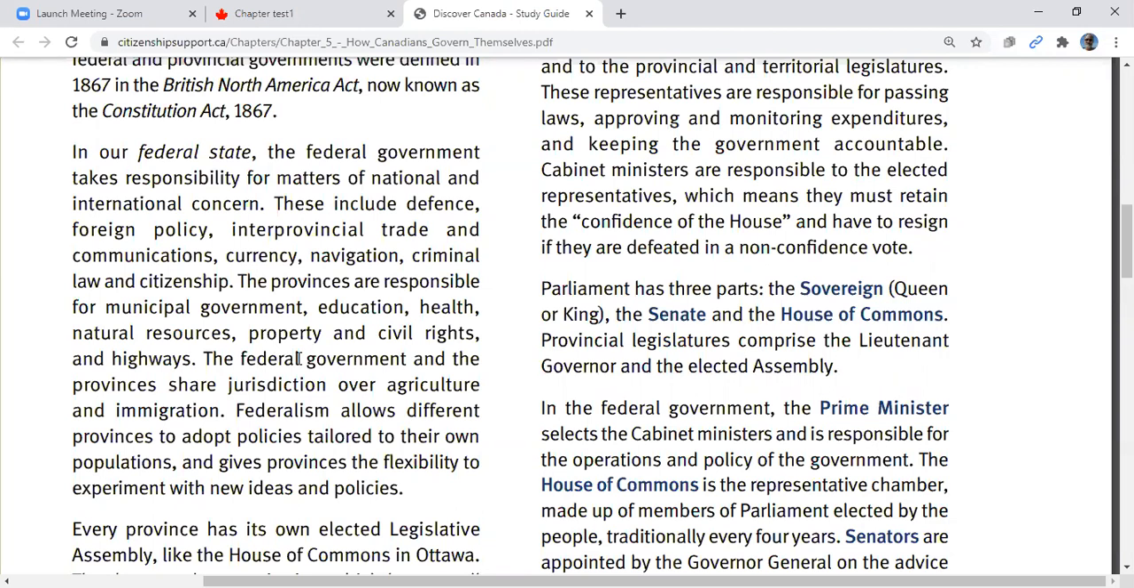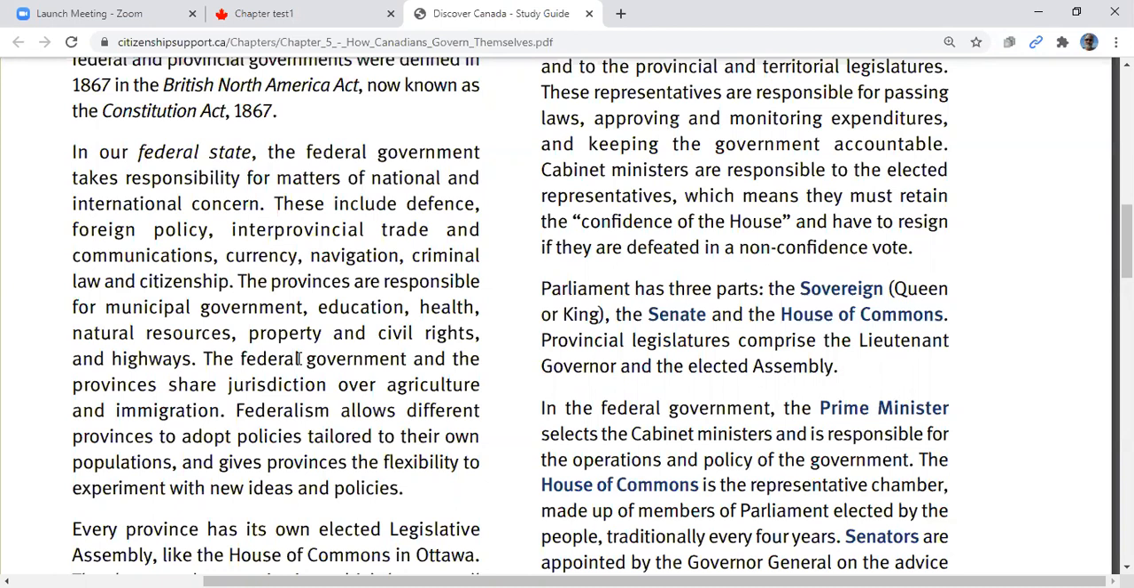But try to remember what the federal government and the province do together: agriculture, which means farming, and immigration. That's what they do together. And then the final part there says federalism allows different provinces to adopt different policies.